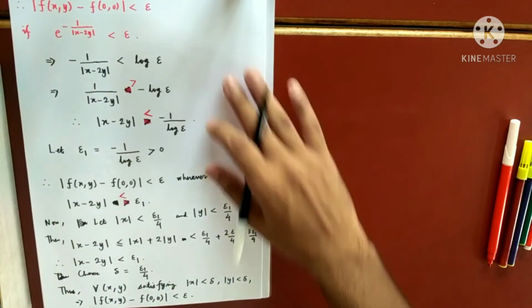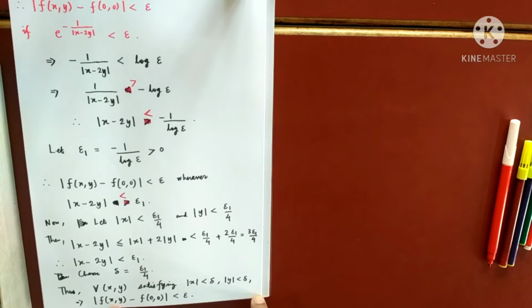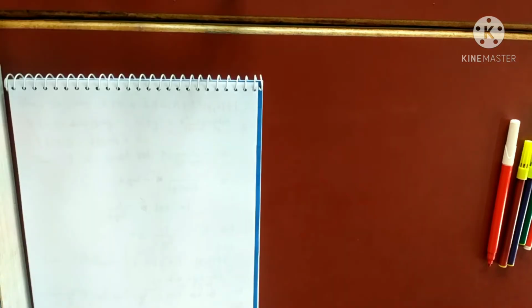So just to conclude here in the last line, therefore f is continuous at (0, 0), as for any chosen epsilon, this is holding. You just conclude, okay, that's all. So we have just done the definition of continuity.